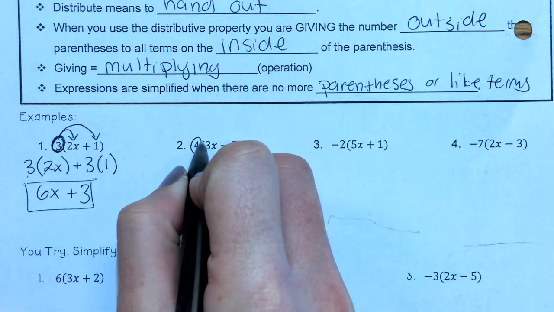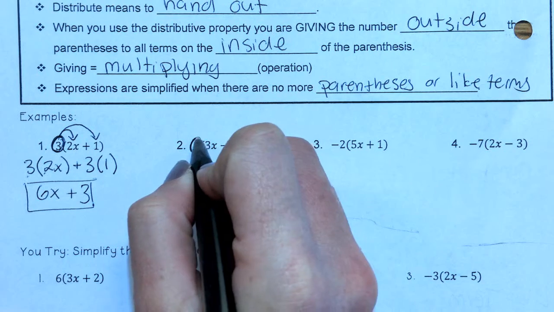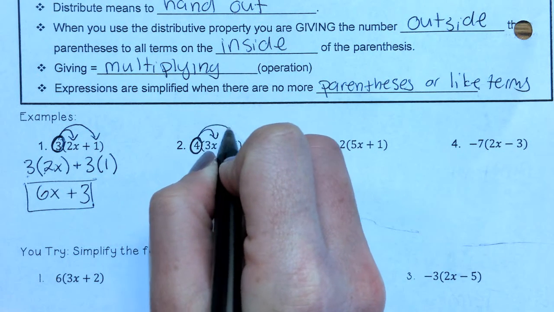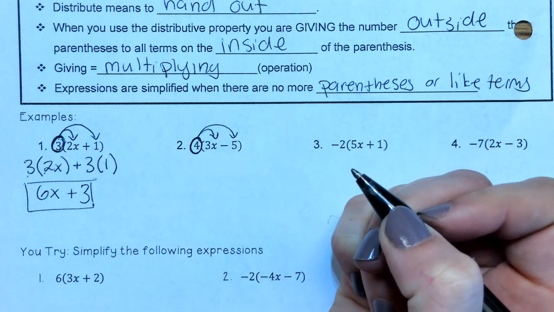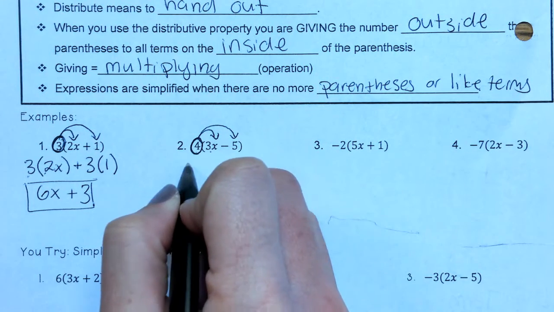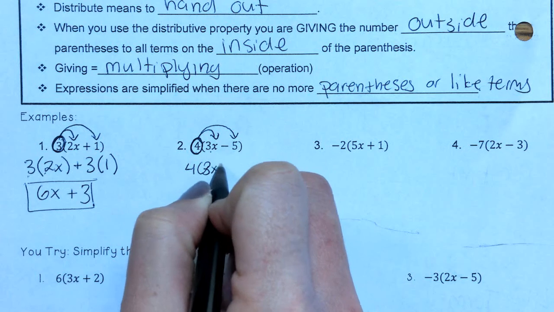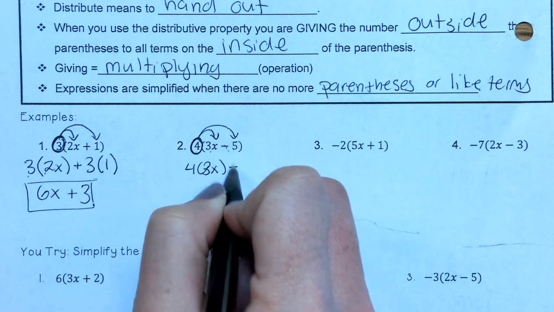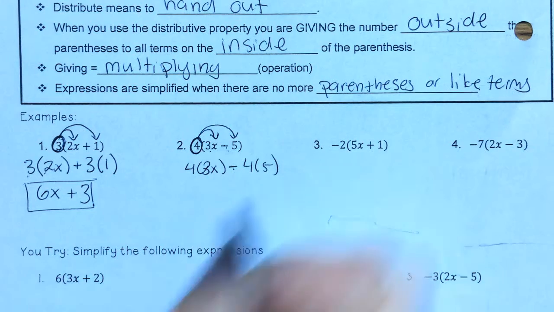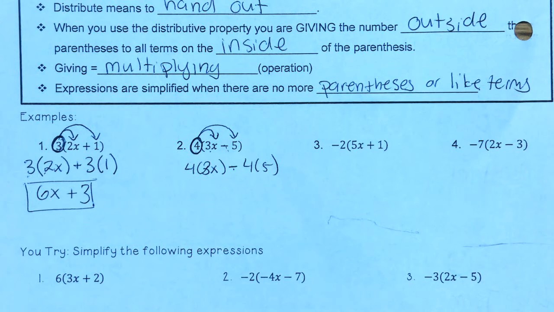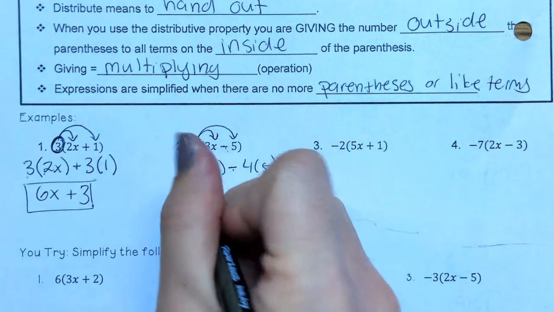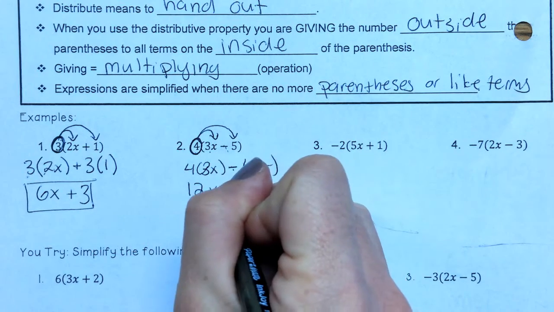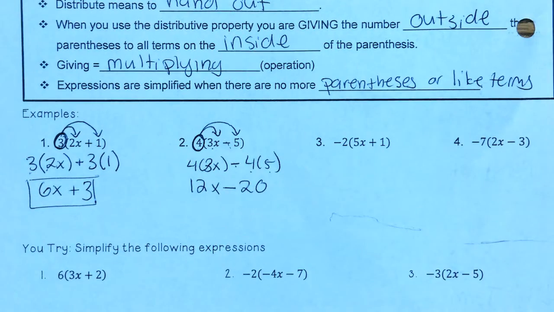Number 2, we have a 4 on the outside of the parentheses. We're going to distribute it or multiply it by all the numbers on the inside. 4 times 3x minus, because this is a subtraction sign, 4 times 5. 4 times 3x is going to be 4 times 3, which is 12, times x. 4 times 5 is 20. So 12x minus 20.